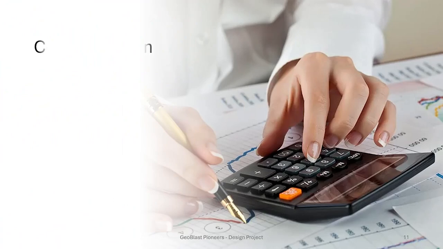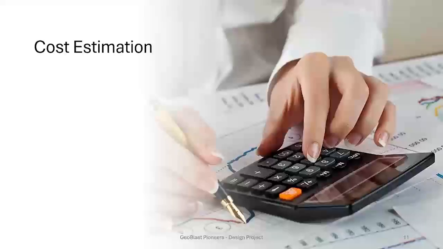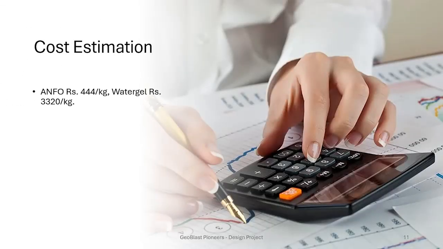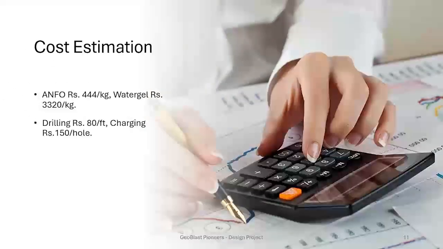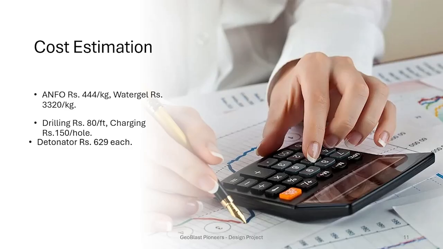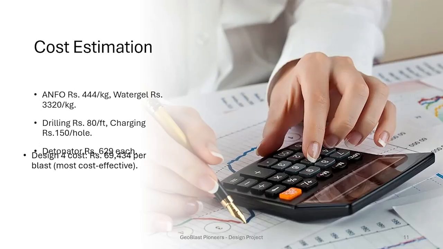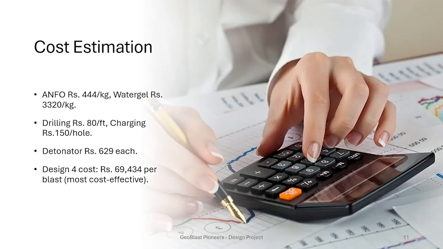We also compared the economic performance of each design. The costs included explosives, drilling, charging, and detonators. For Design 4, the total cost per blast was about 69,000 rupees, making it the most cost-effective option. In contrast, the split blast design cost more than 300,000 rupees per blast, so it was rejected due to high material and handling costs.